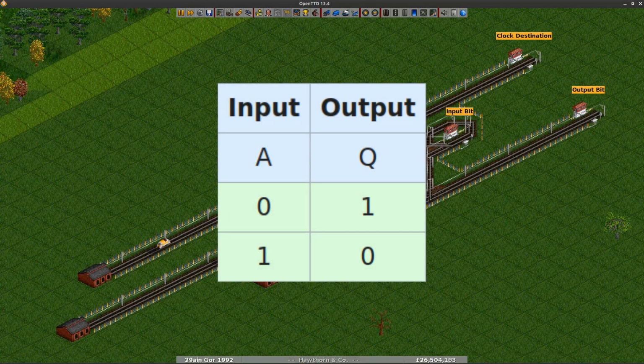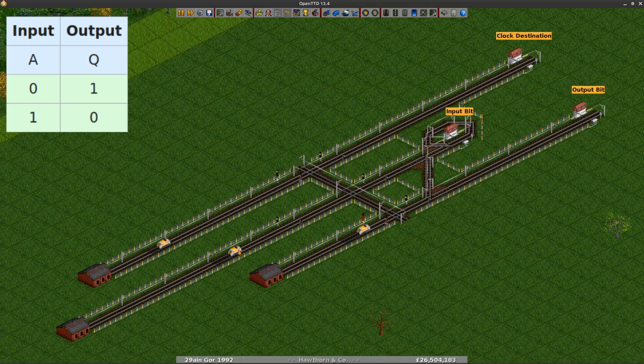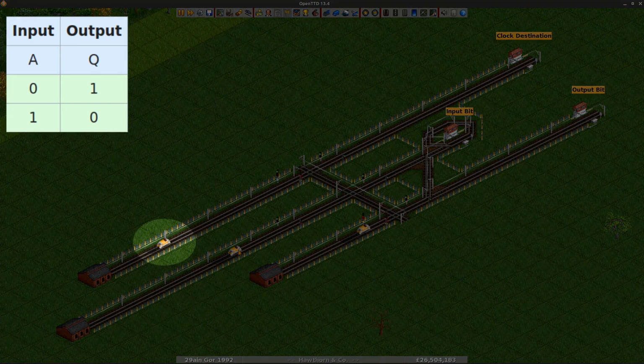The most basic logic gate is a NOT gate, which returns true if the input is false, and vice versa. In this context, if a train enters the gate, then no train leaves, and if no train enters, then a train does leave. This is my design for a NOT gate. This is a train which I call the clock. When it goes past the gate, it'll set the logic in motion.